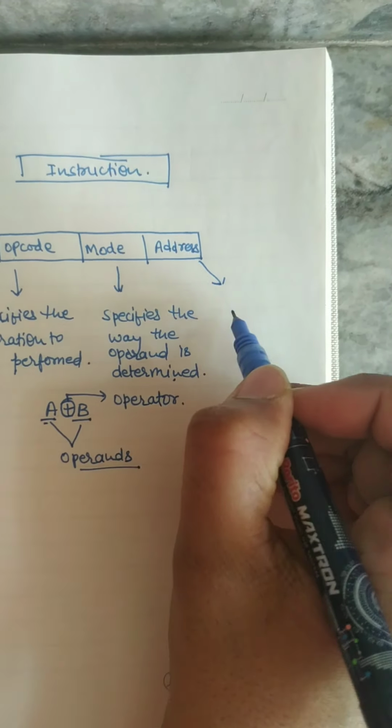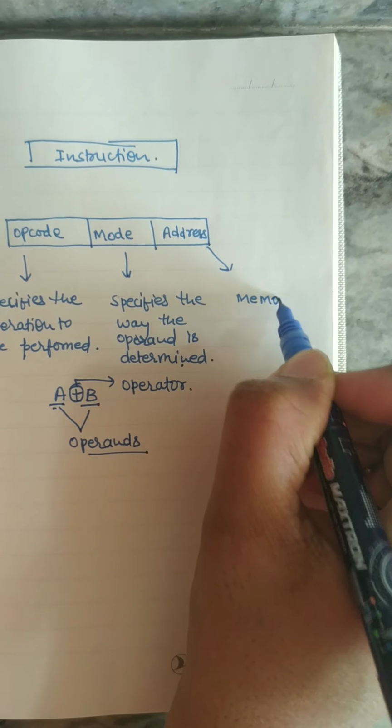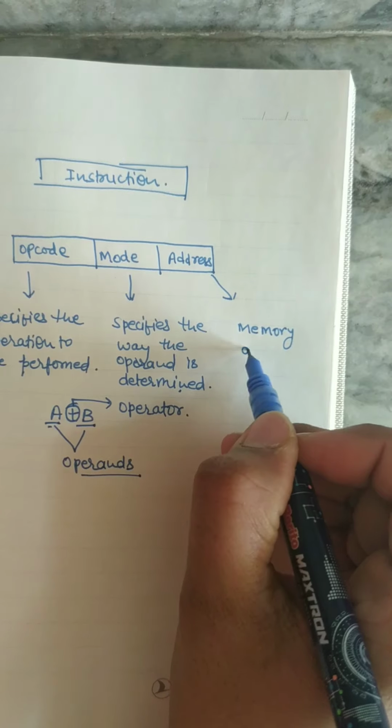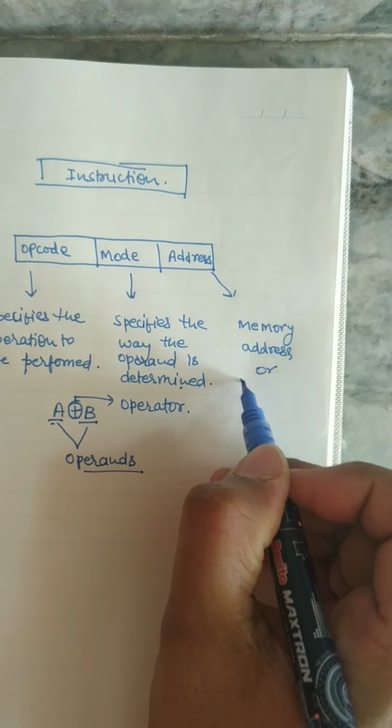The next field is the address field. It specifies any memory address, or the processor register location.